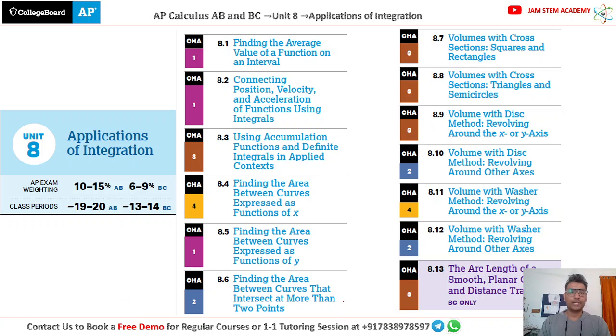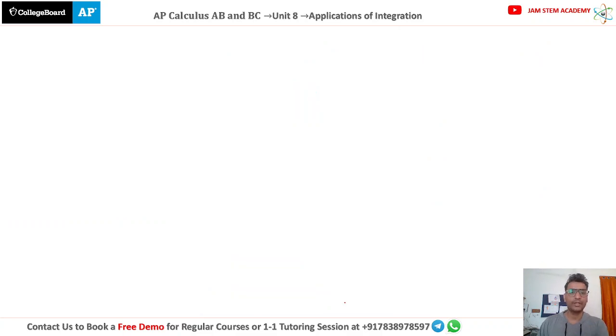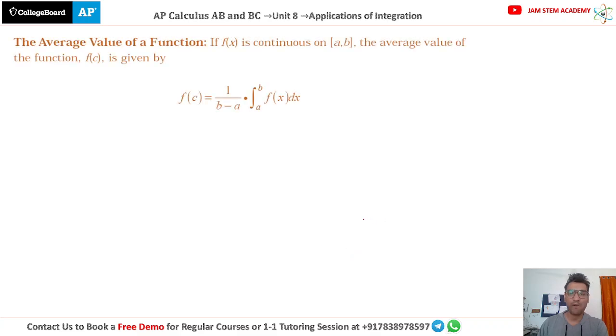So let's start with applications of integration part 1, which is finding the average value of a function on an interval. So for finding the average value, what does that mean? It means that if a curve is given to us, let's say this is our system and this is the equation y is equal to f of x. In order to find the average value of this function, starting from x equals a up to x equals b, we are looking for the average value of this function within this interval.